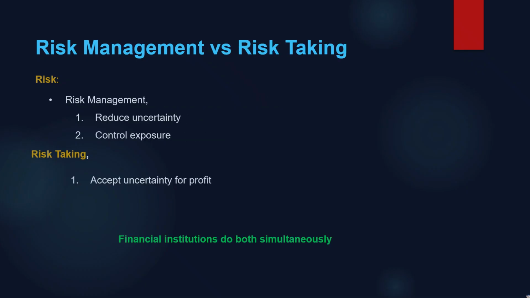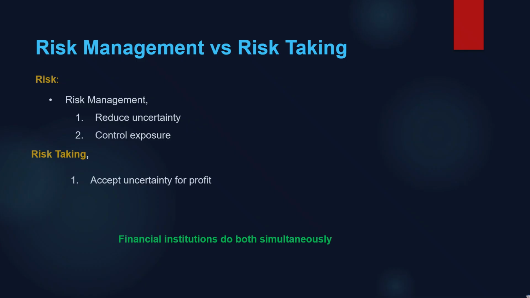Here is another critical distinction: risk management versus risk taking. Risk management is about reducing uncertainty and controlling exposure. It's defensive. You are trying to understand your risks, measure them accurately, set appropriate limits, and ensure exposures don't threaten the organization's viability.